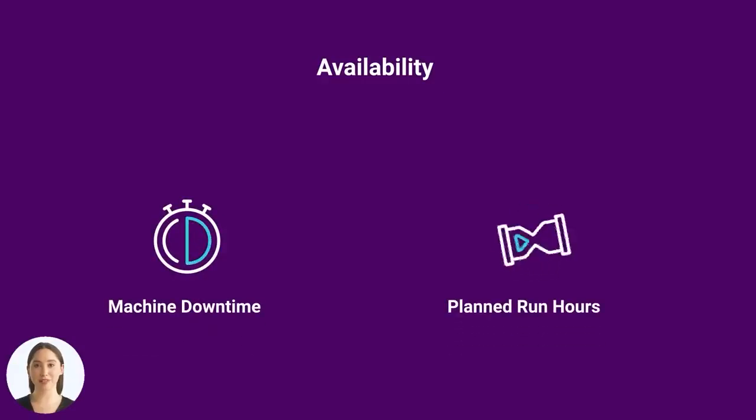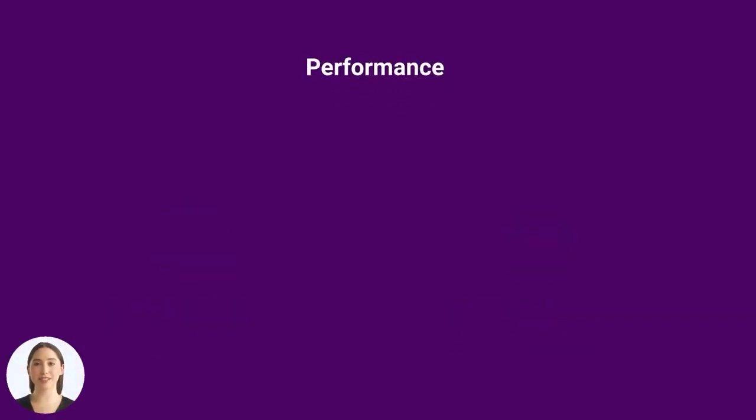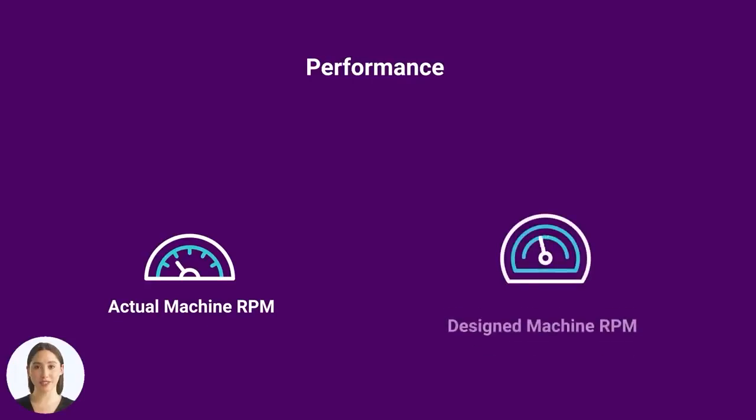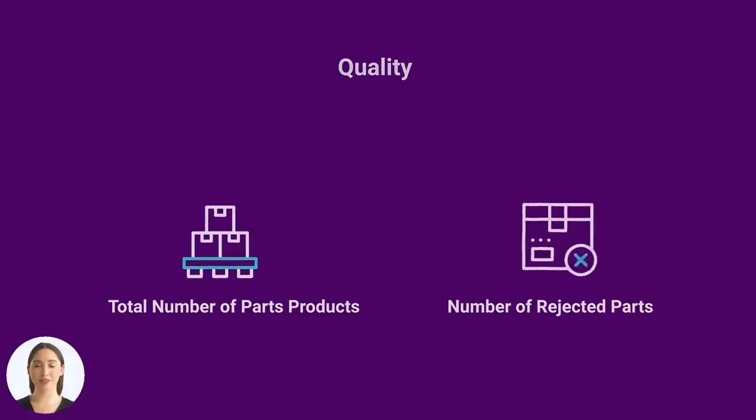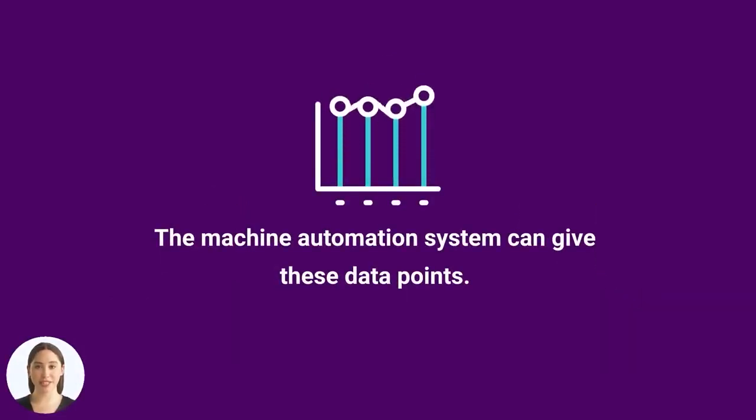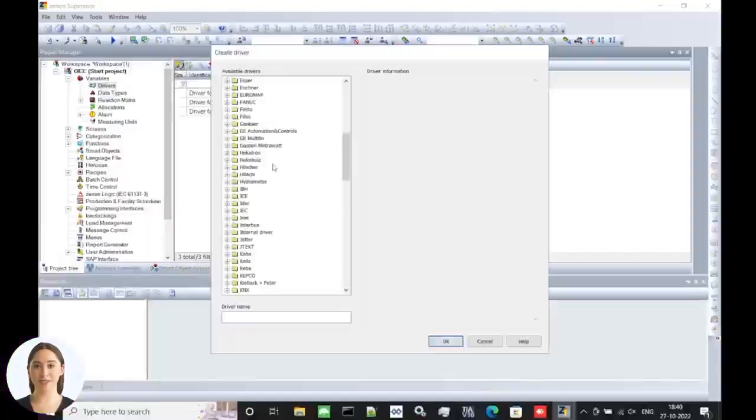To measure availability, manufacturers should measure machine downtime and planned run hours. To measure performance, manufacturers should measure actual machine RPM and the designed machine RPM. To measure quality, manufacturers should measure total number of parts produced and the number of rejected parts. The machine automation system can give these data points.